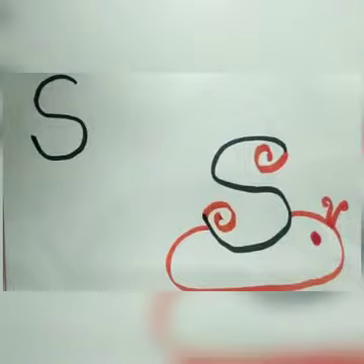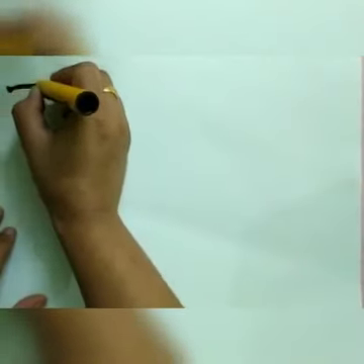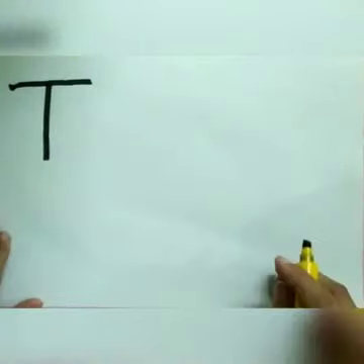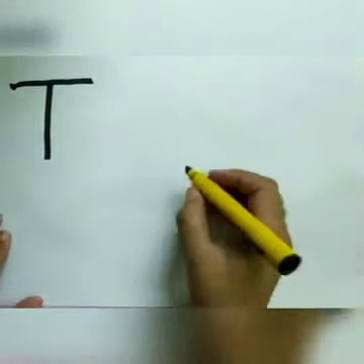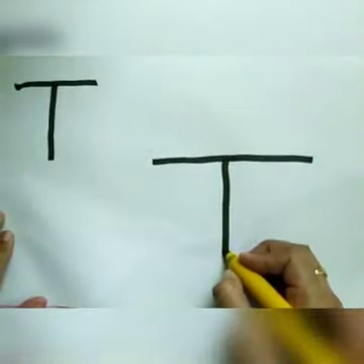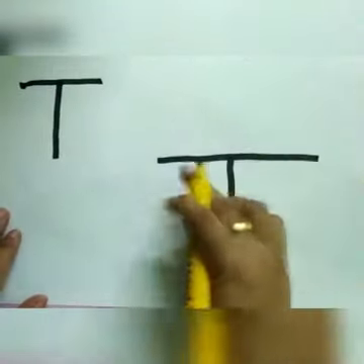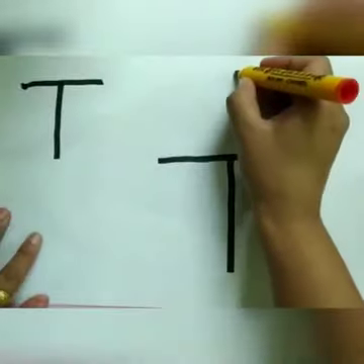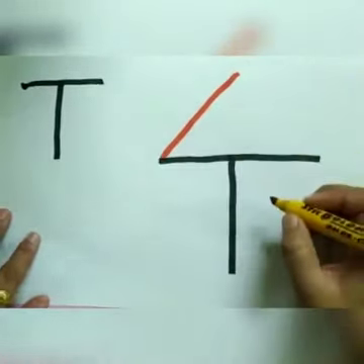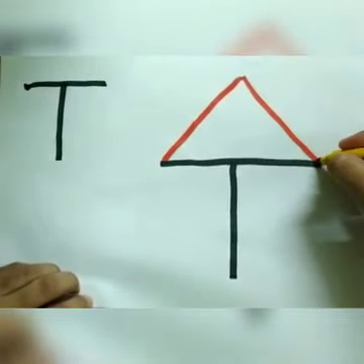S for snail. Now, I'm making T first here. For T, make a sleeping line. Now, a standing line. This is T. Now, for its drawing, we make a big T here, like this. Now for its drawing, we make a triangle on the top of the T. I'll make it like this. Now start from this point and come down to join the line like this.